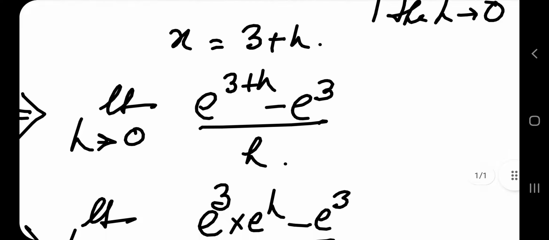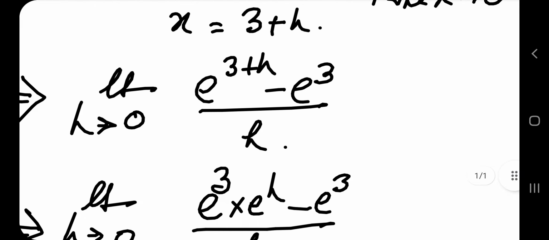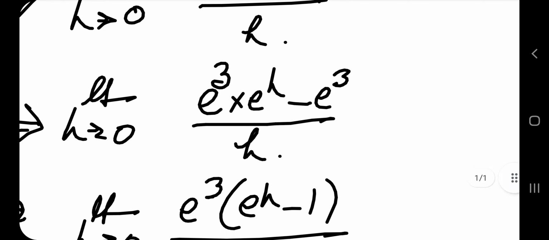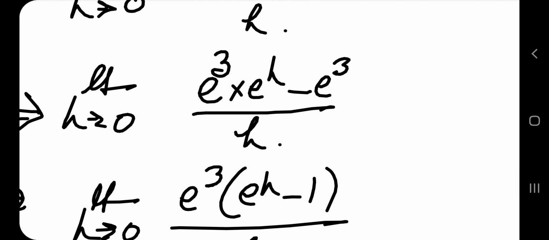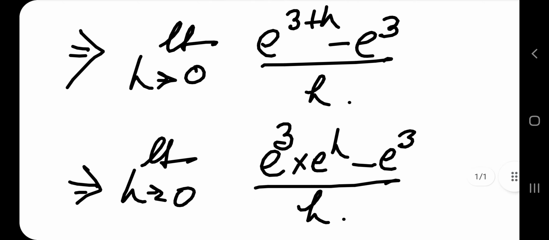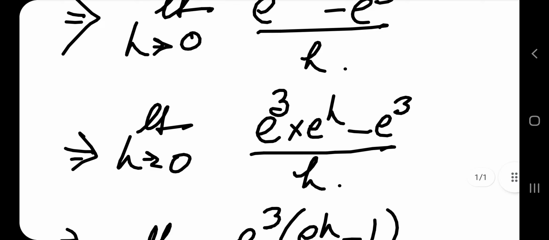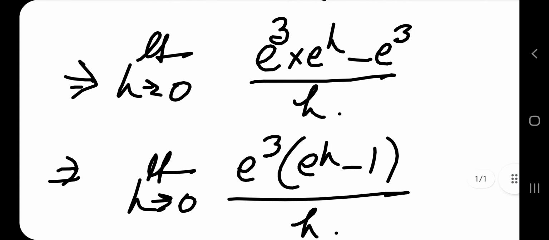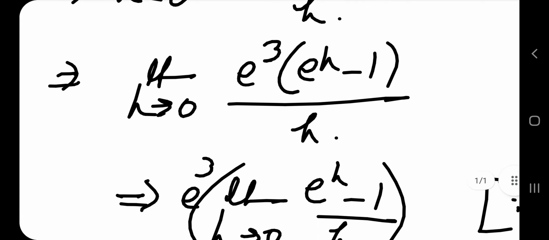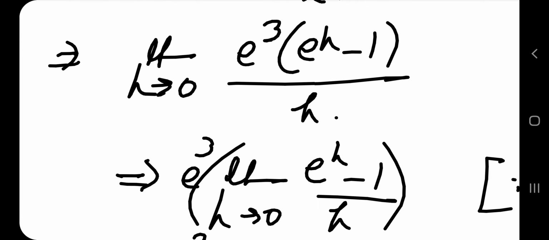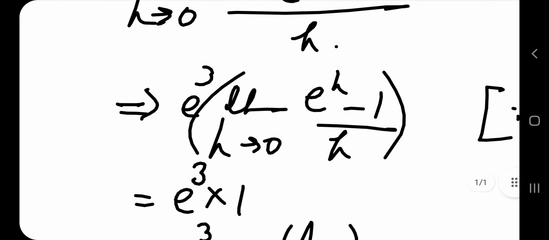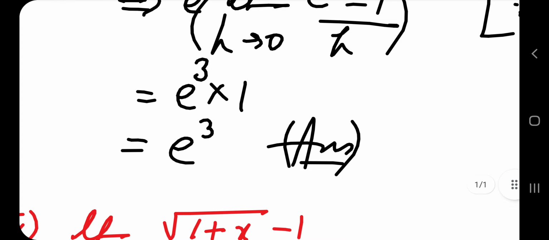So if I am separating out e to the power 3 into e to the power h, I can take out e to the power 3 common. So it's coming out e to the power h minus 1. So e3 into eh minus e3, we can easily take out common e3. What is left out? eh minus 1. e3 is a constant number, so just place it before the limit and it gives you 1. 1 into e3 is e3.